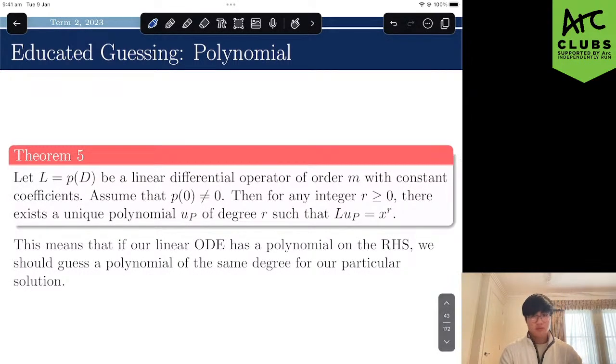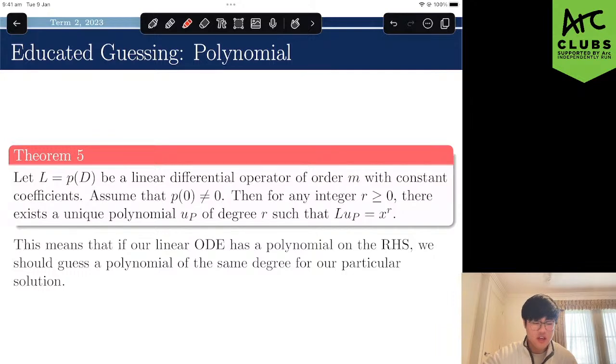Next is educated guessing. So from the next couple of theorems we're going to look at, for an inhomogeneous ODE, we're going to see how we can solve that and how to find a particular solution. So I guess what we essentially just do is make some guesses and hopefully that is the right answer. Typically they'll give us forms that we know we can guess, and one of them is just a normal polynomial.